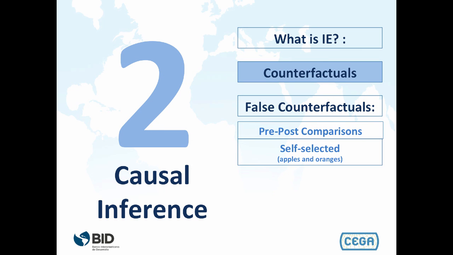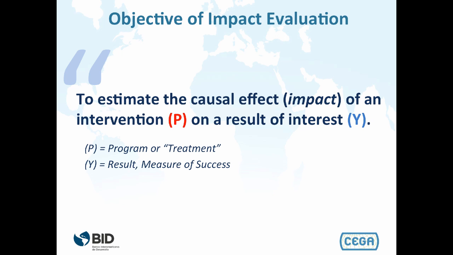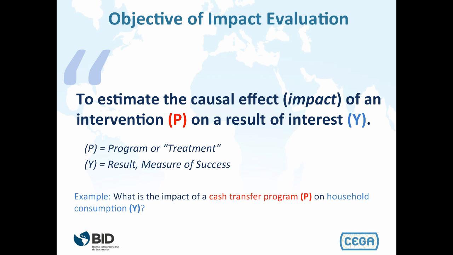Okay, let's turn now from what is an impact evaluation to the key concept in designing an impact evaluation, and that's called a counterfactual. Our objective in an impact evaluation is to estimate the causal effect or impact of an intervention P on some outcome or result of interest, and we'll call that Y. P again is the program or treatment, and Y is the result or measure of success. An example of this might be, what's the impact of a conditional cash transfer program P on household consumption of food, say Y?